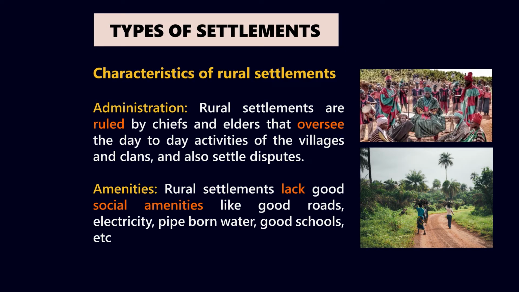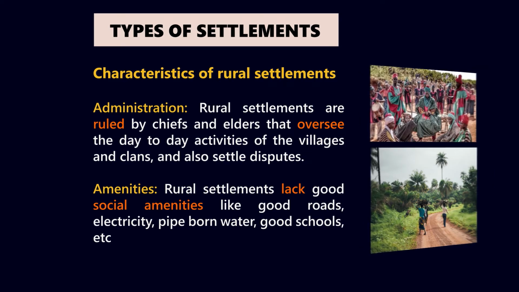Next, we have administration. Rural settlements, such as villages, are ruled and governed by chiefs and elders. These chiefs and elders help to take care of the day-to-day activities in rural settlements and also help to settle disputes. Amenities. Rural settlements have poor social amenities. They lack good roads, good schools, and even electricity.